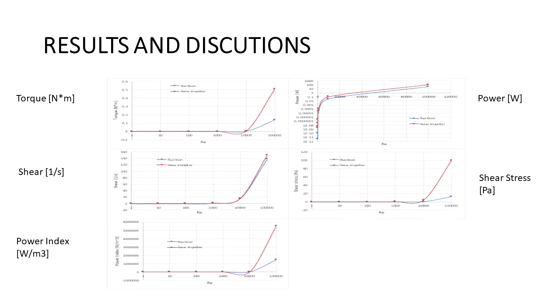When comparing the values of torque, shear, power number, power and shear stress for the new impeller and the Russian impeller, we can see in the graphs that the new impeller has higher values for all of them, which means it has better mixing and better energy transfer to the fluid.